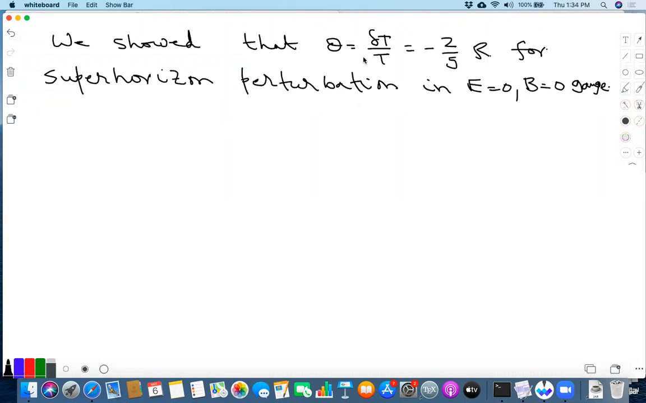So first, let's just remind ourselves that this T, which I can write as T bar, is the average. So T bar plus delta T. So this is measured. Yes, go ahead, please.